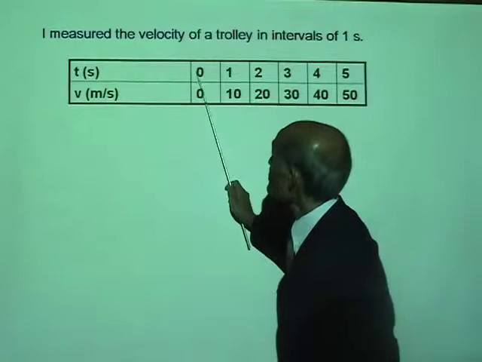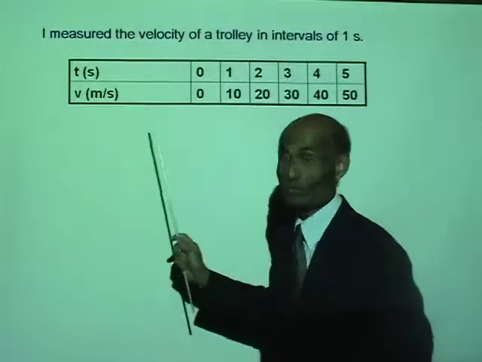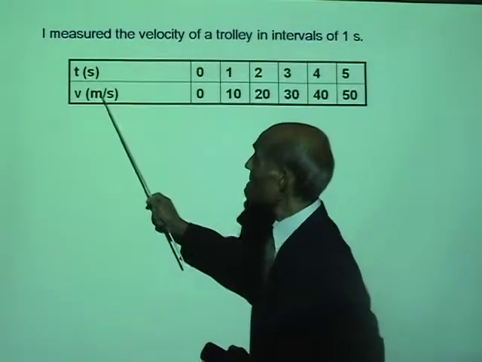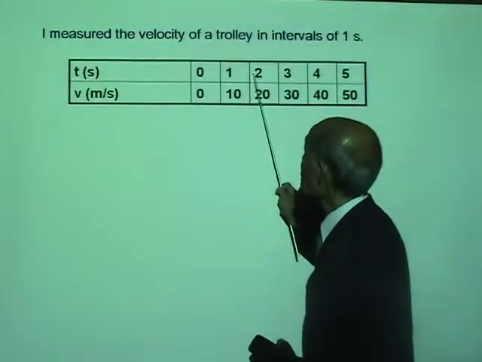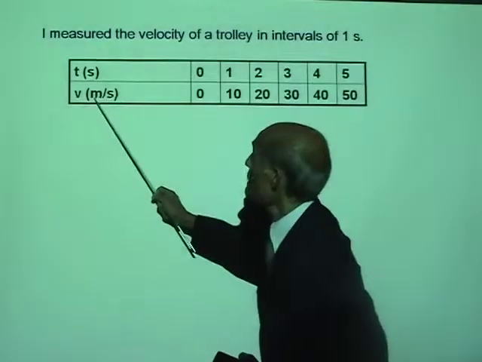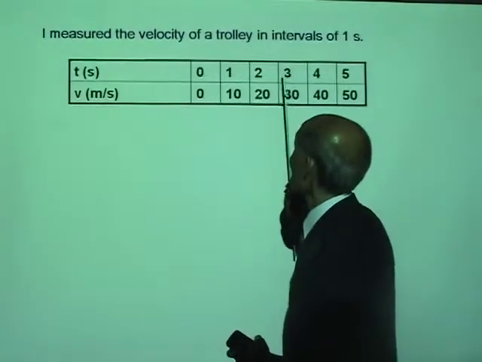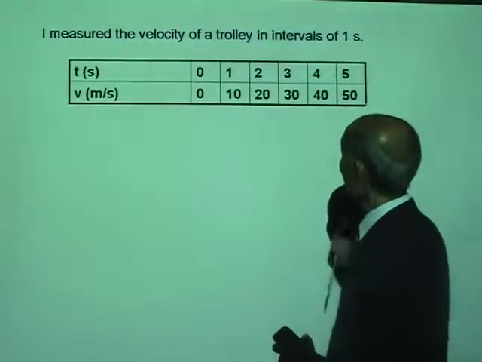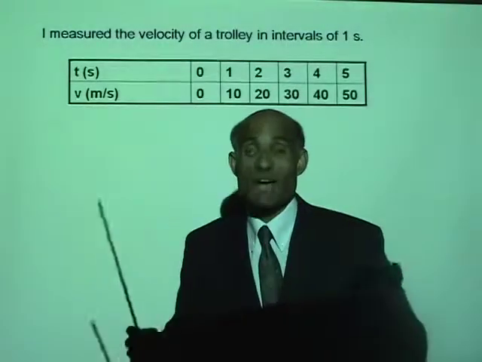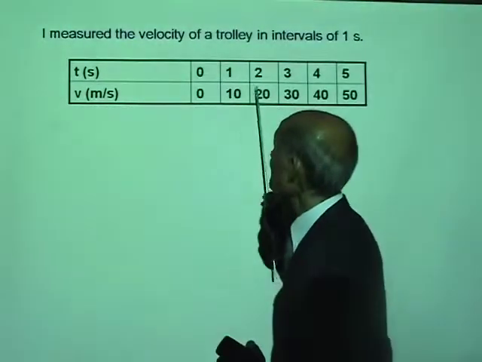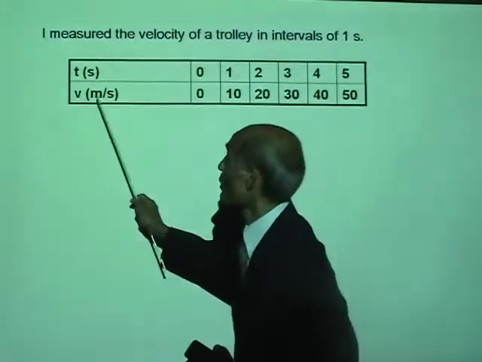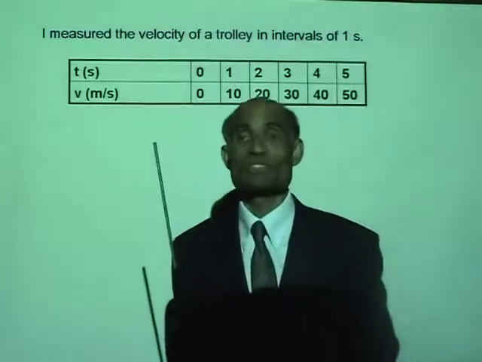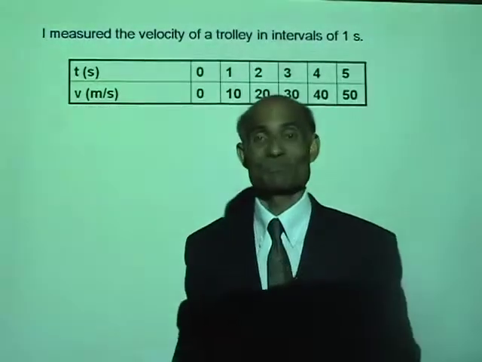Now, when time is 0, the velocity is 0. When time is 1 second, the velocity is 10 meters per second. When the time is 2 seconds, the velocity is 20 meters per second. When the time is 3 seconds, the velocity is 30 meters per second, and so on. I have 6 trials. Can you use these values to draw a graph of velocity on the y-axis, time on the x-axis, and measure its slope?